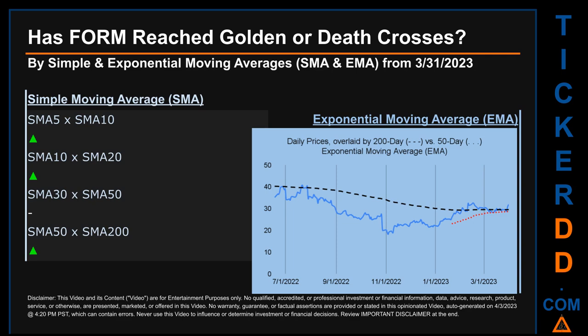Continuing with SMA, we looked across the 5 to 10, the 10 to 20, and the 30 to 50-day ranges to see if golden and death crosses had been reached. We found a golden cross signal for the 5 to 10, and the 10 to 20. We could find neither a golden cross nor a death cross signal for the 30 to 50.